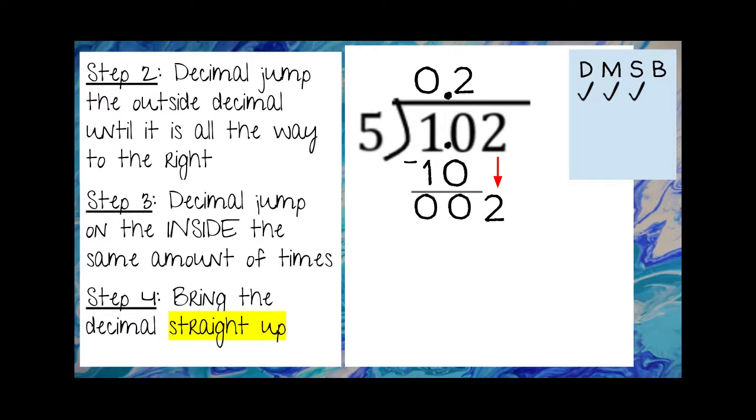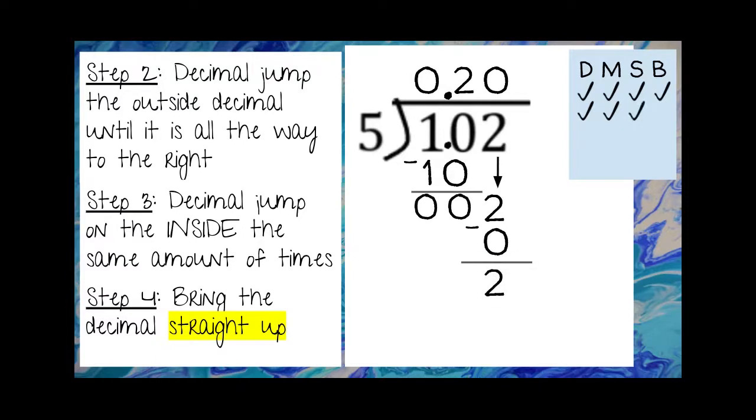Does 5 go into 2? No. That no is another 0. So we're going to bring that 0 up because it is a no. We're still going to say that that's our division, and we're going to multiply. 0 times 5 is 0. Check off multiplication, and we're going to subtract. 2 minus 0 is 2.